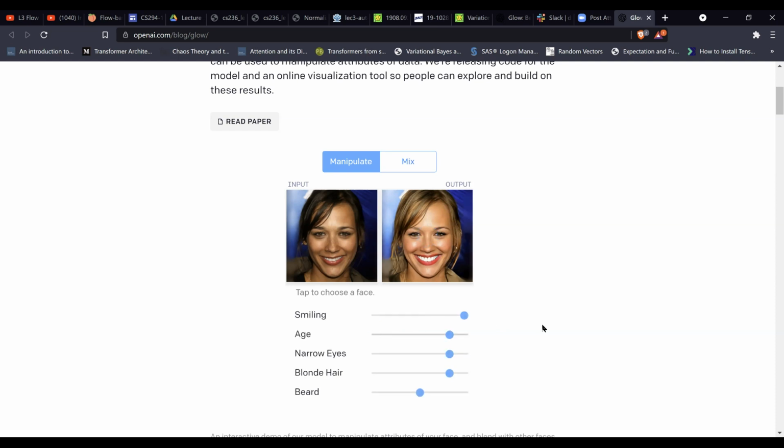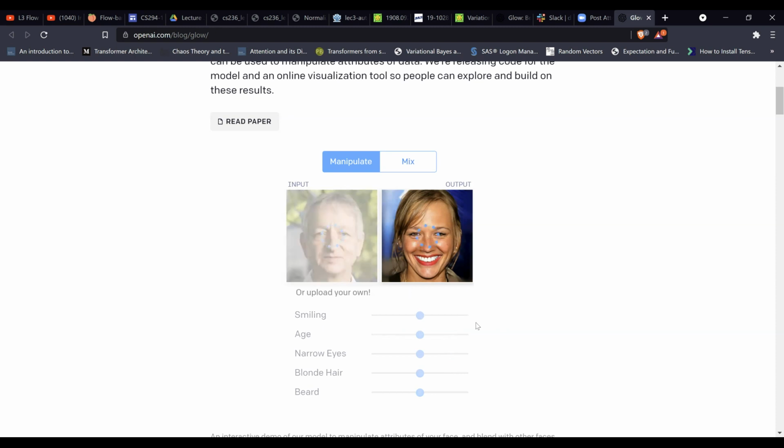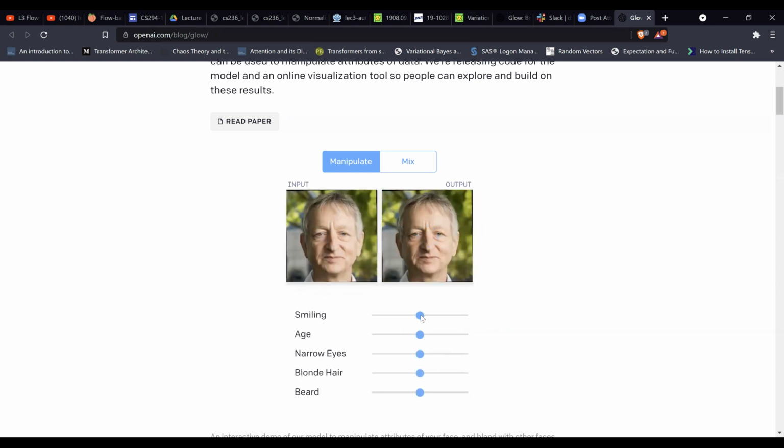younger, older. I actually like the Jeff Hinton one. I think Jeff Hinton worked pretty well here. So make Jeff smile, make him frown, make him young. It shouldn't change too much. He looks pretty good with the beard, though.